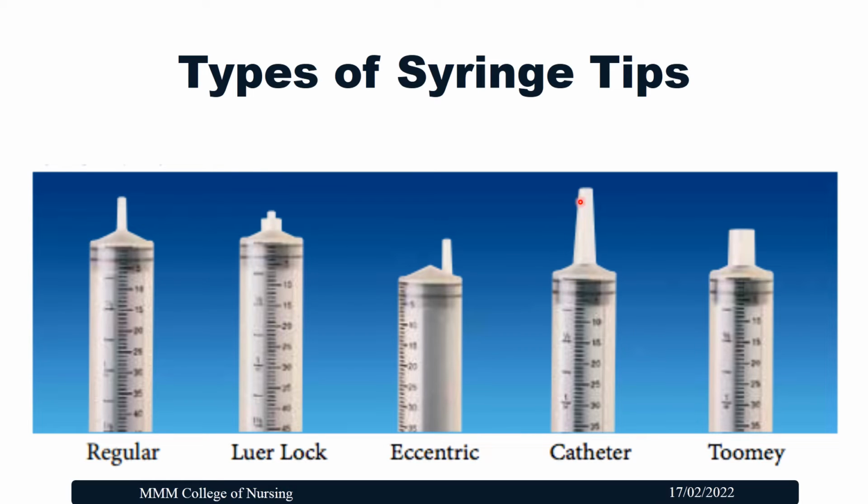The next one is the catheter tip. This catheter tip syringe can be used for any irrigations and NG tube feeding. And the other one is the Toomey syringe. The Toomey syringe is also very commonly used during TURP procedures for irrigations.